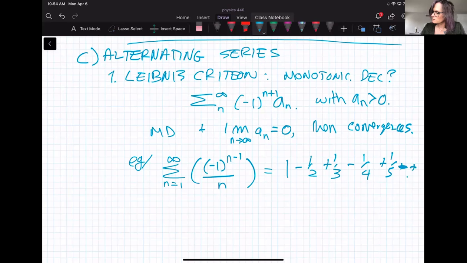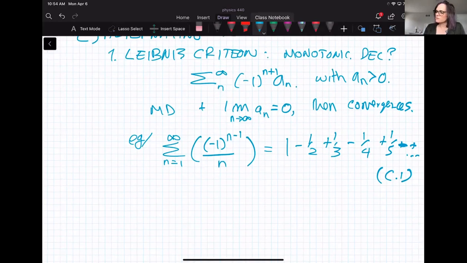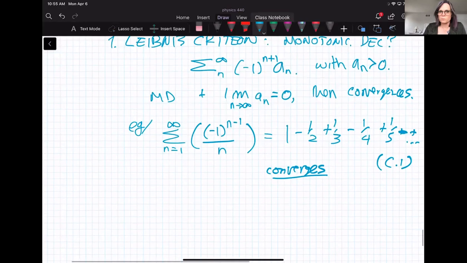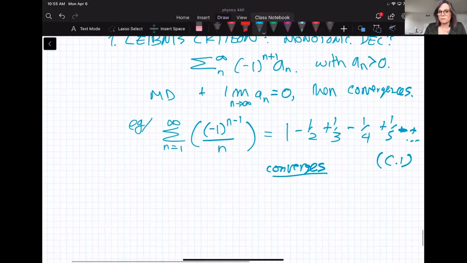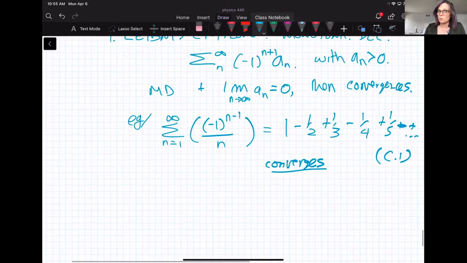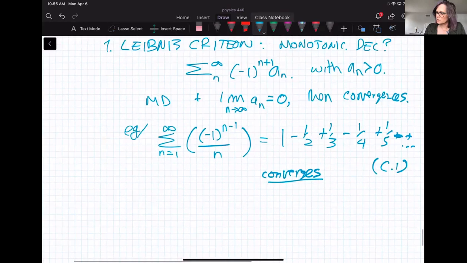minus, plus, and so on. Obviously these terms meet both criteria, so this converges. But it doesn't converge if we take the absolute value, right? And so this is pretty straightforward. As long as we've got an alternating series that meets both of these criteria, we're fine. And we'll see some use for that, especially when we look at the algebra of series.